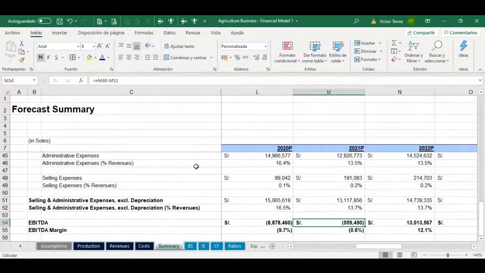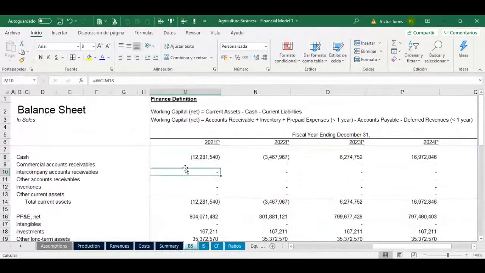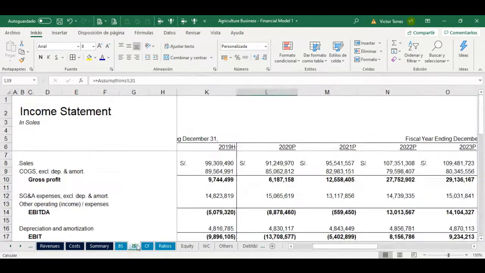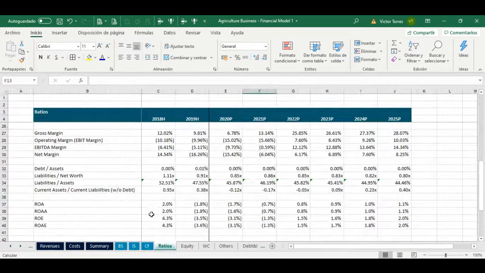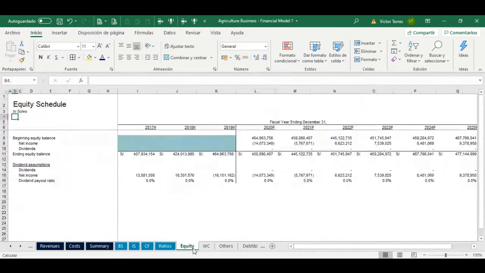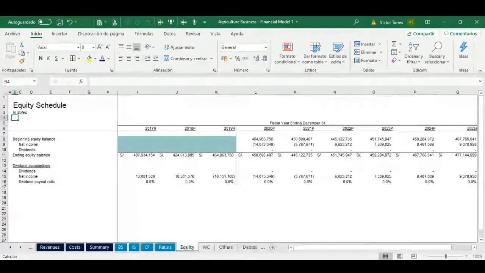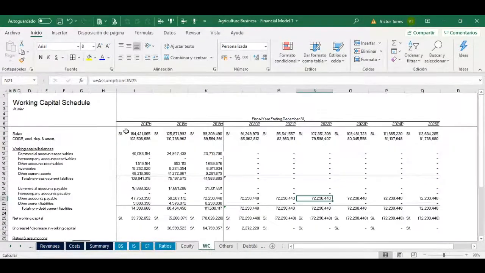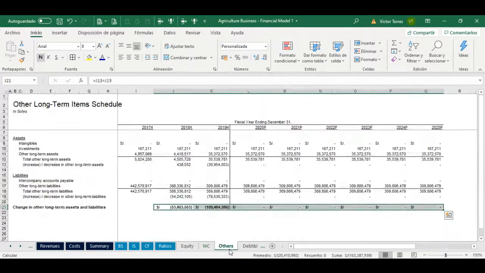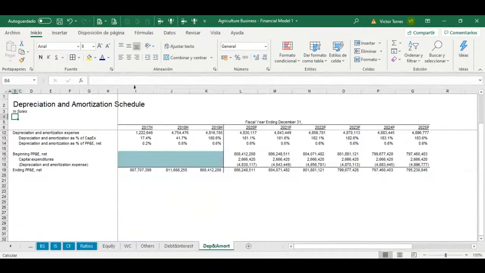Okay, so let me work it out. Jumping from one page to another, this is coming from the working capital tab, right? So there's a working capital tab. I'm sorry if I didn't explain each one. We have a balance sheet, an income statement, a cash flow, and a ratio analysis, very simple, but we're going to drill a little bit more into that with DuPont analysis. We have an equity tab that we are going to analyze even further later on when we talk about financing. We're going to have a working capital schedule. This is where we're going to be working right now. We have an others tab and we have a debt, interest, and depreciation tab.